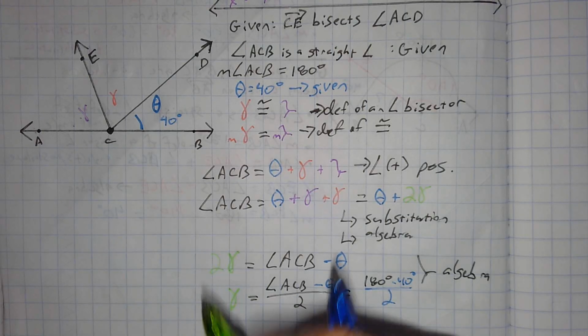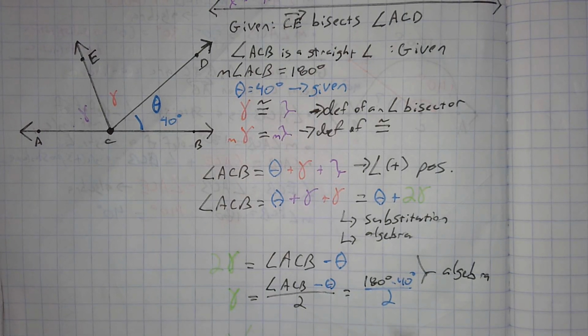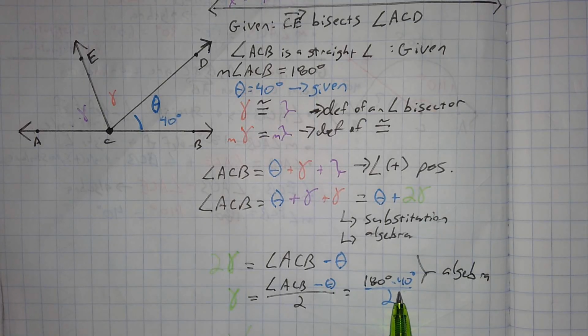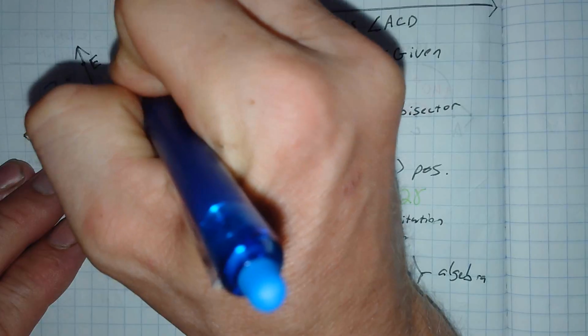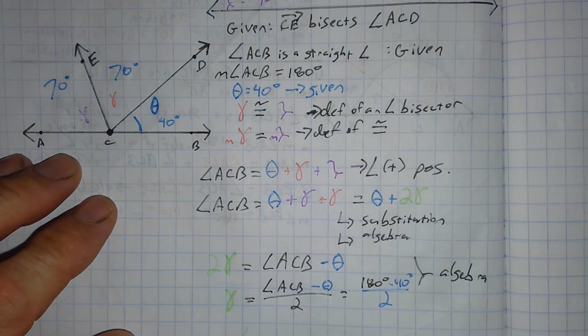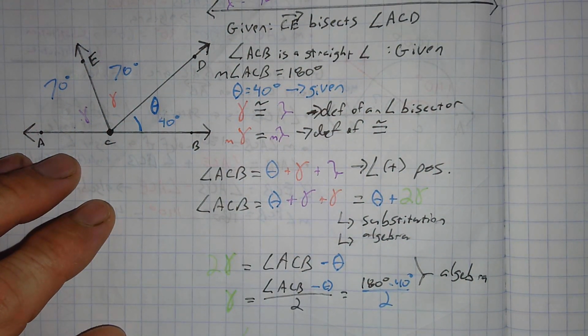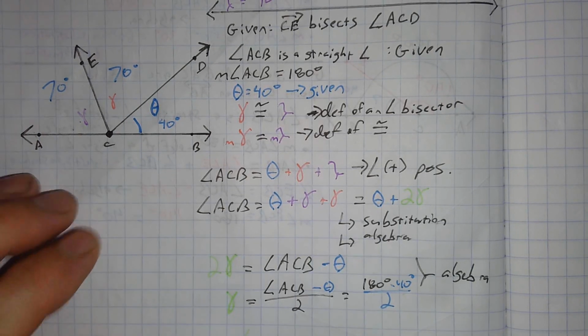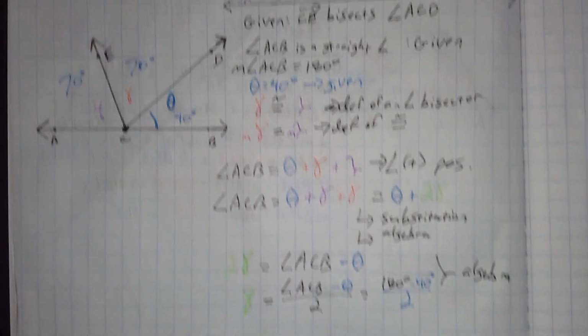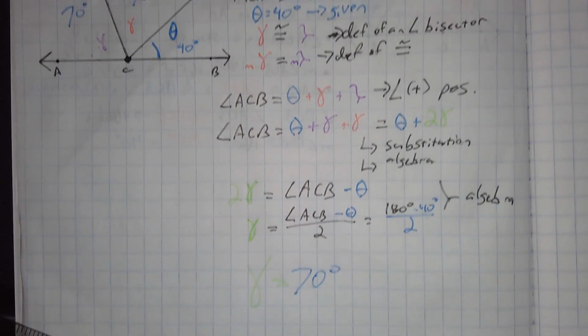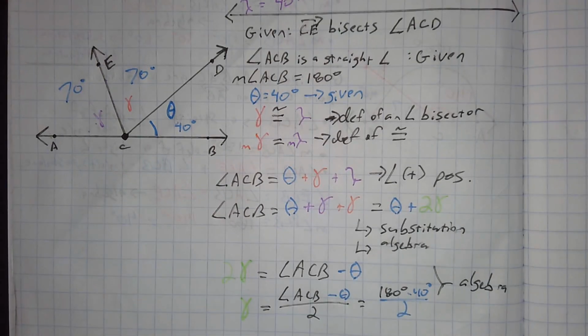So I now can say that gamma equals 180 minus 40 is 120. I'm sorry, 140, excuse me. Divided by 2 is 70. So 70 degrees. So this is 70 degrees, this is 70 degrees, and that's 40 degrees. Add them all up, they equal 180 degrees. Okay, so that is how you write the proof and the solution out for this one. I hope that makes sense.